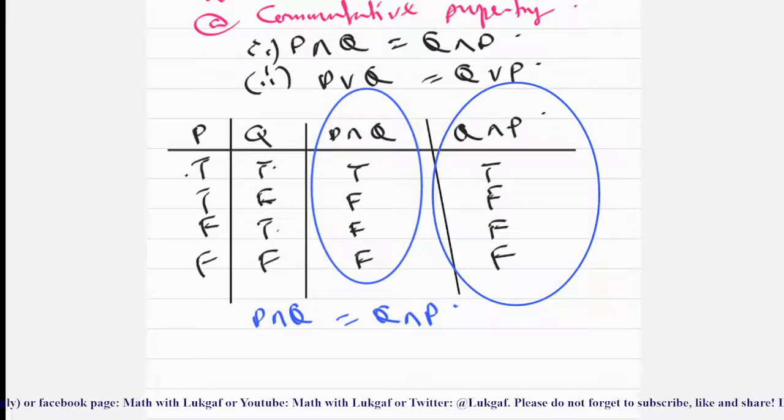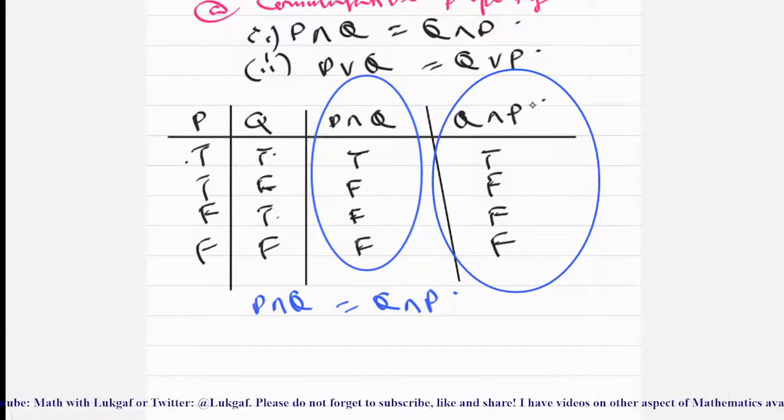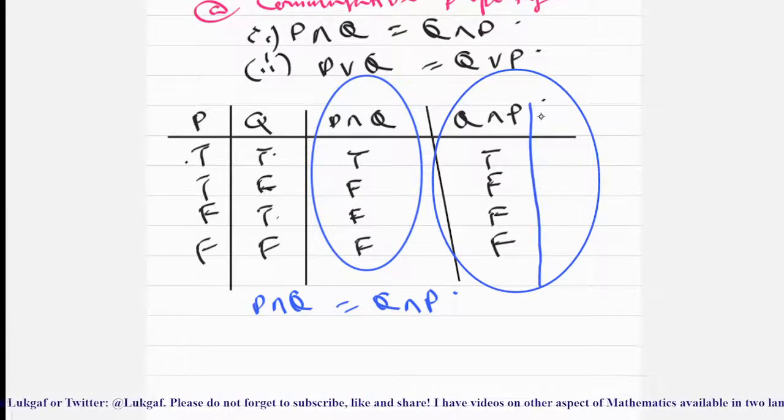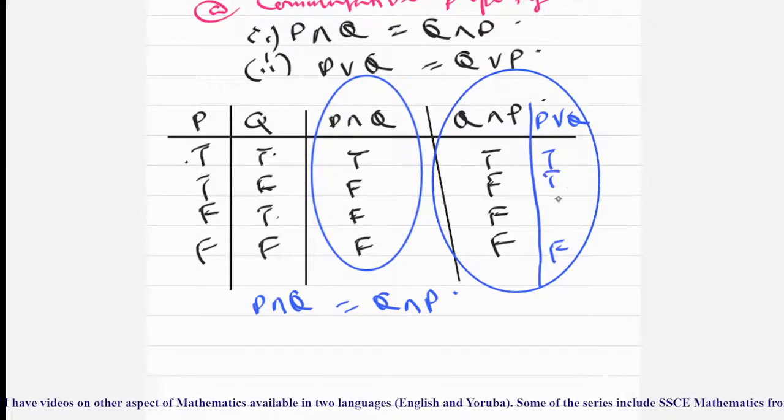I advise you to do that for disjunction. It is not difficult to do. Maybe we can quickly do it. Let us just find P or Q. Recall all of them are going to be true except false, false. So that one is false, and this is going to be true, true, true.